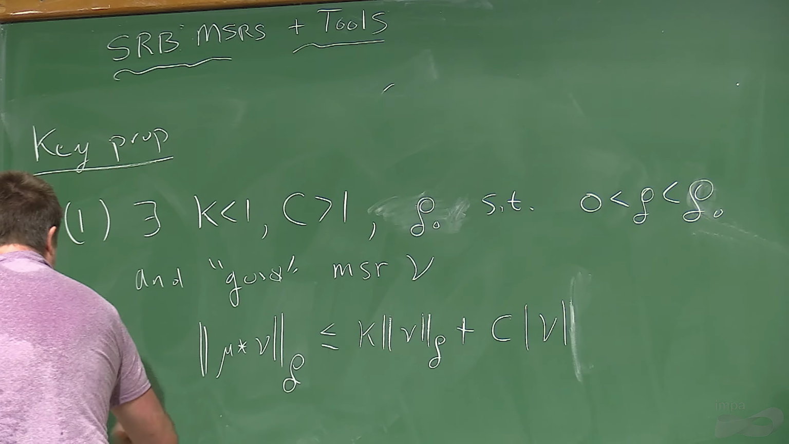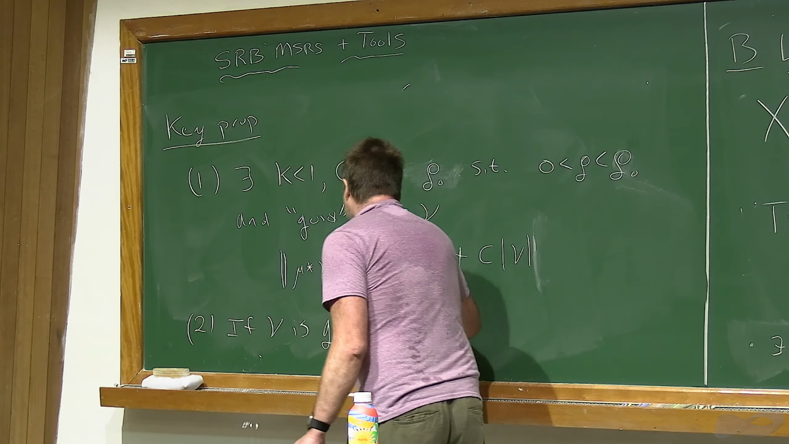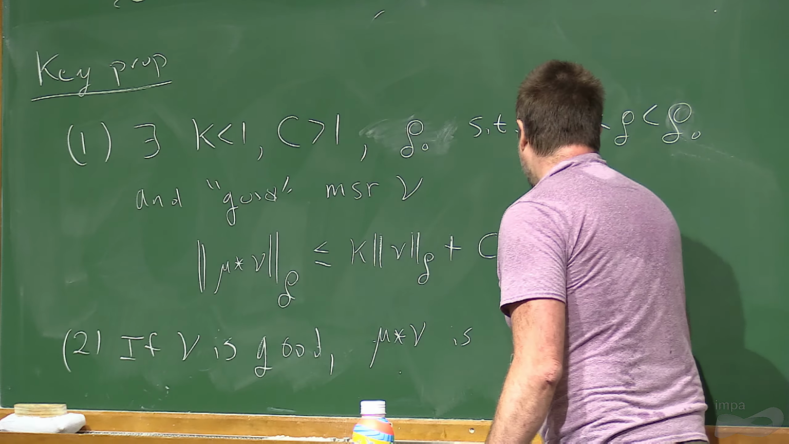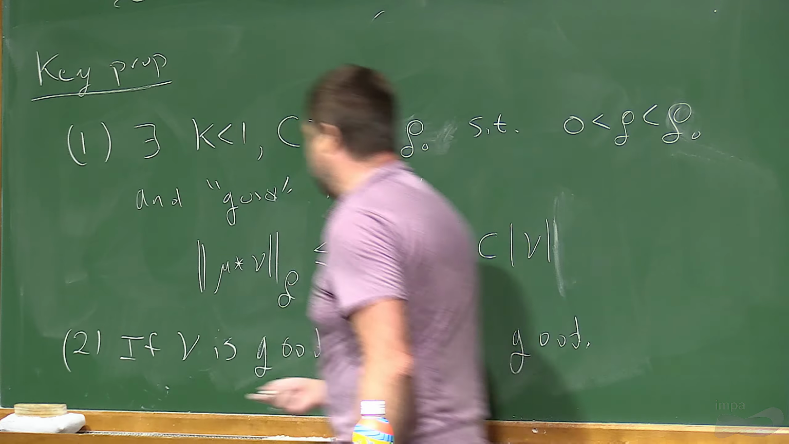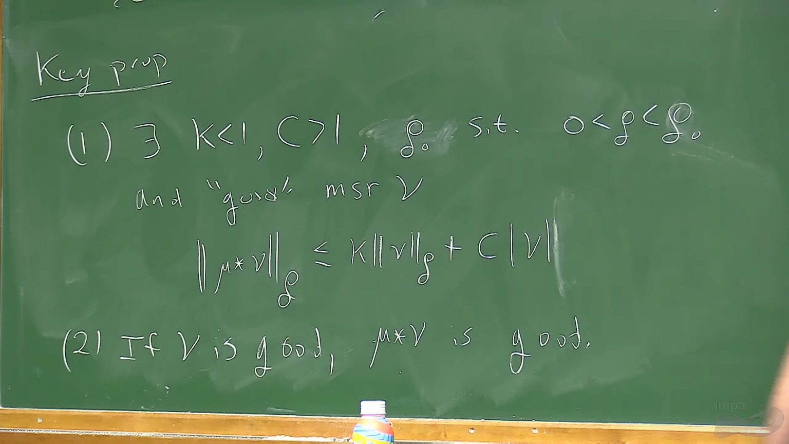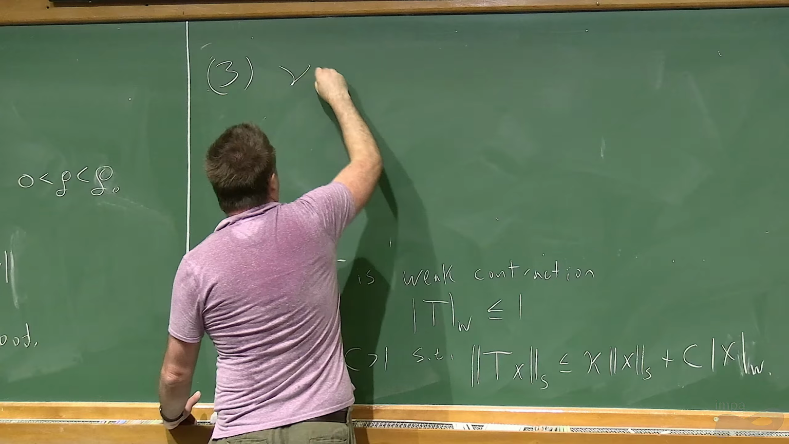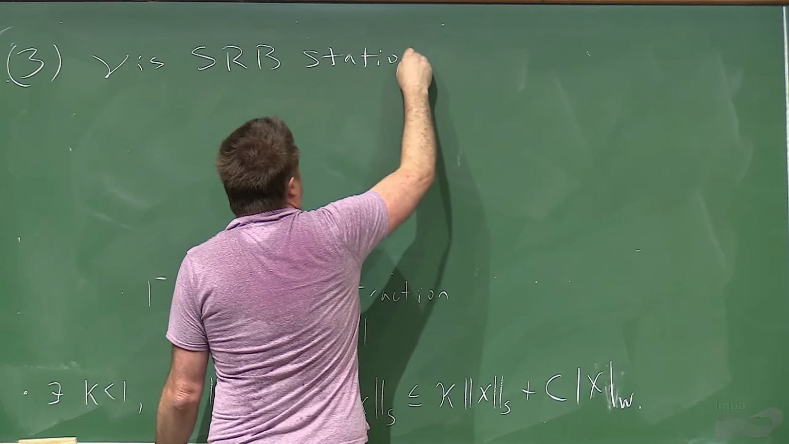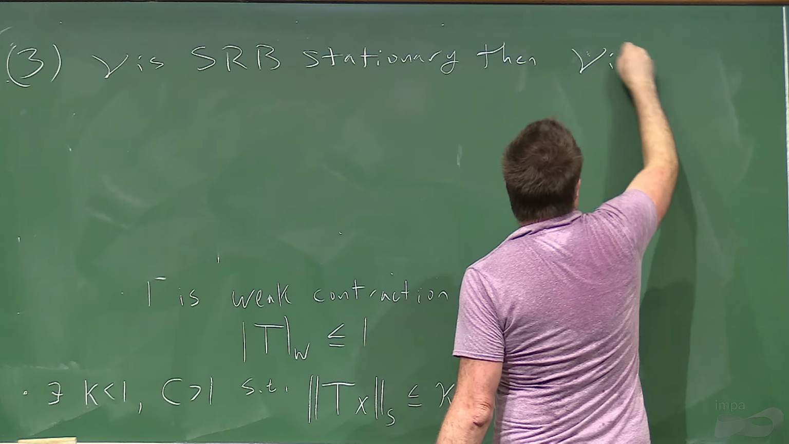2 is that if nu is good, then the convolution of it is also good. I haven't told you what good is yet. I'll tell you Friday. And then 3 is that if nu is SRB stationary, then nu is good.